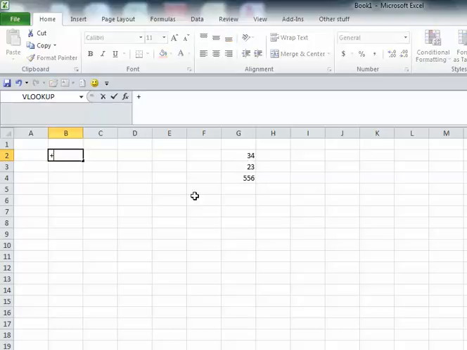You can do plus G2. See, up here, it's G2. Say plus G3. So right now the formula is G2 plus G3. You've got 34 plus 23. You should expect to see 57. Press enter, and that's what we get.